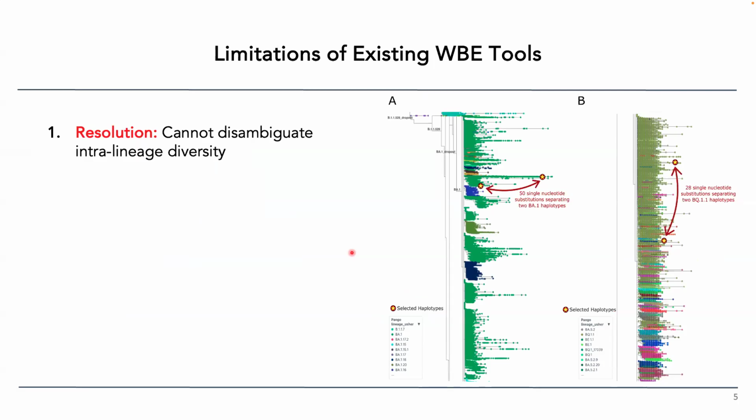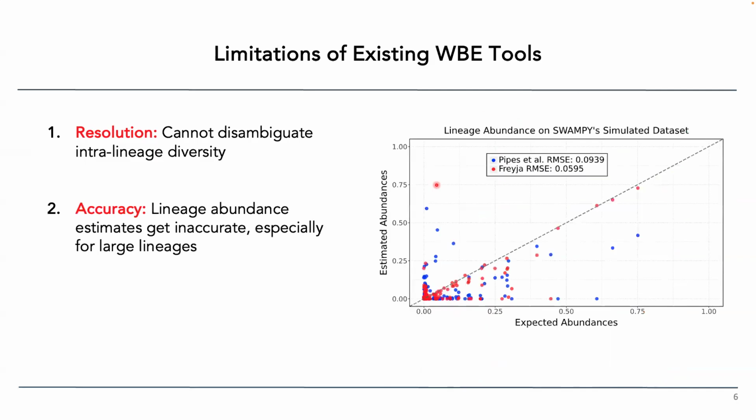So there are a few limitations of existing WBE tools. The first one is that of a limited resolution. So the lineages that are designated, and I'm giving the example of SARS-CoV-2, they have a lot of genetic diversity. So here in the first figure, I have shown an example of lineage BA.1 highlighted in this color green, where two sequences are separated by 50 mutations, which means that even though they're quite different from one another, they cannot be differentiated with the existing tools.